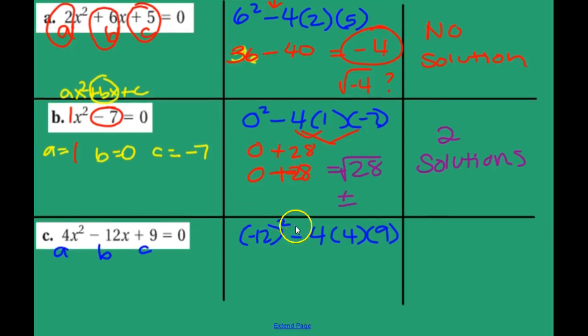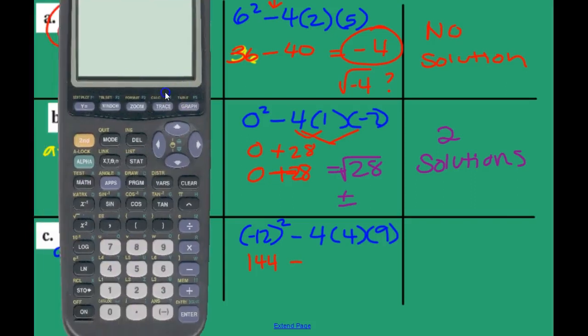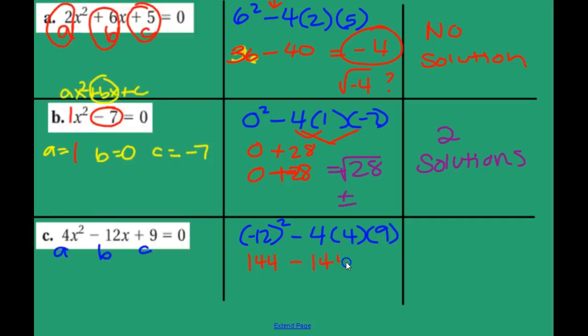And so negative 12 times negative 12 makes a positive 144. And then over here, we have minus 4 times 4 is 16. 16 times 9, I'm going to plug that in my calculator. 16 times 9 gives us 144. And there was only the one negative, so this is still negative here. So 144 minus 144 is 0. We can take the square root of 0. It's just 0. That's only one answer there. So there is one solution.